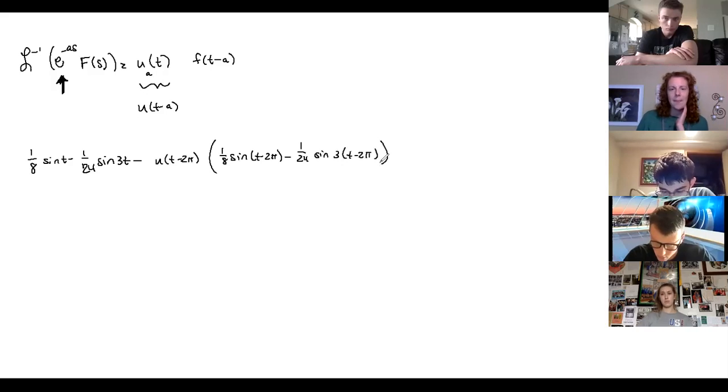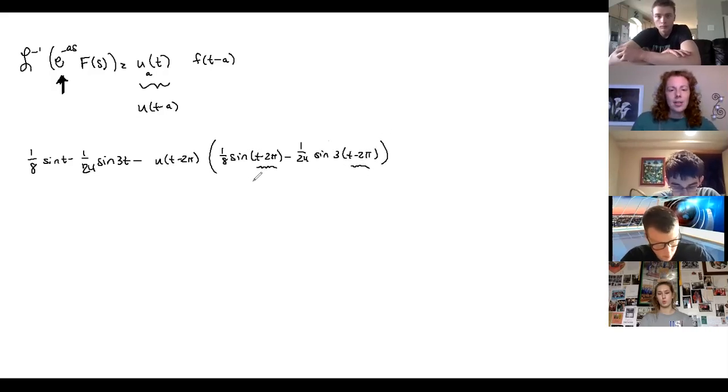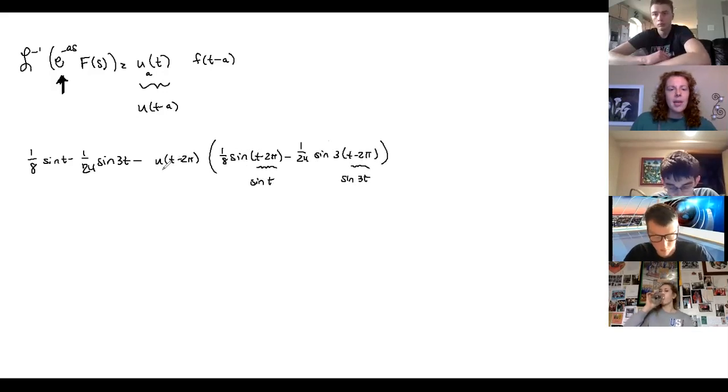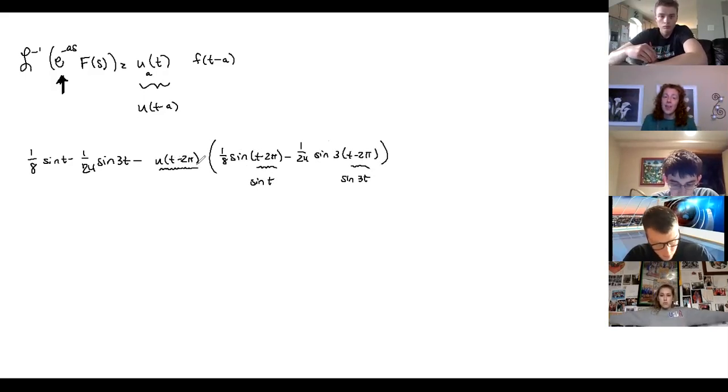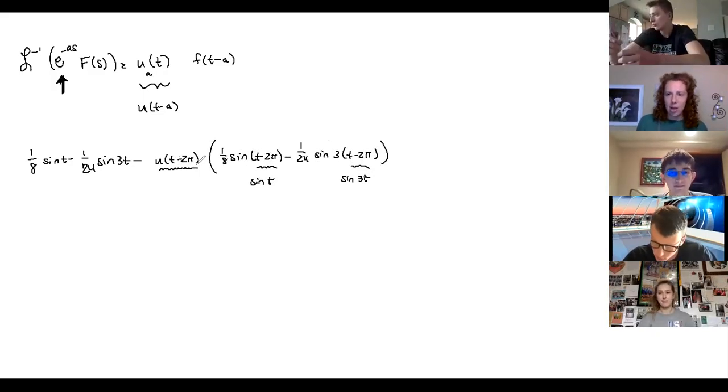One of the breakout rooms said, we have t minus 2 pi. Can we make those into just t's because we have a sine out in front? Yes, for the part inside the parentheses we can. So this could be just a sine of t, and this could be just a sine of 3t. The u out in front, though, is not a periodic function, so that has to stay. You can't get rid of the minus 2 pi there. That part has to stay.